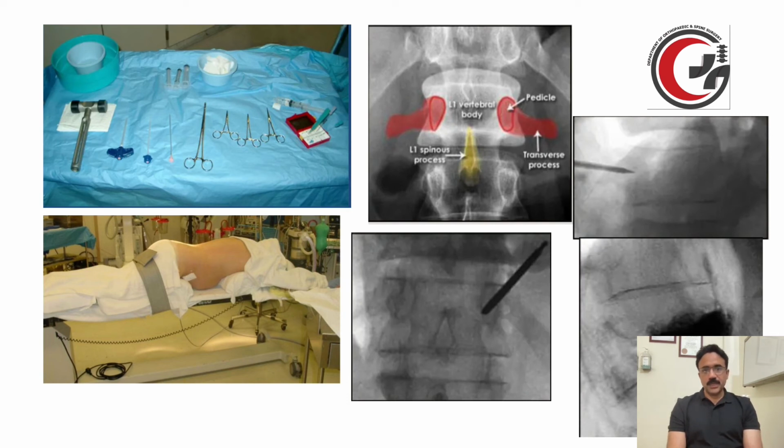The cement is mixed until it achieves a consistency of toothpaste. High density, high viscosity cement is commonly used to prevent leakage into the canal, disc space or adjacent tissue.